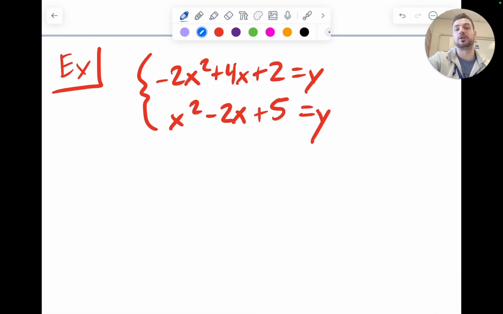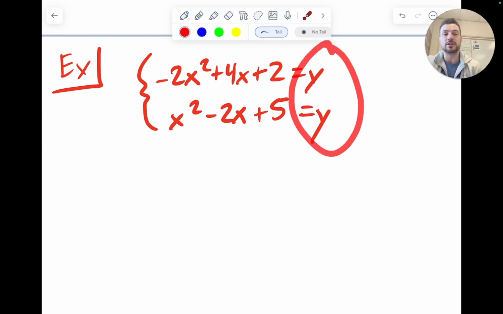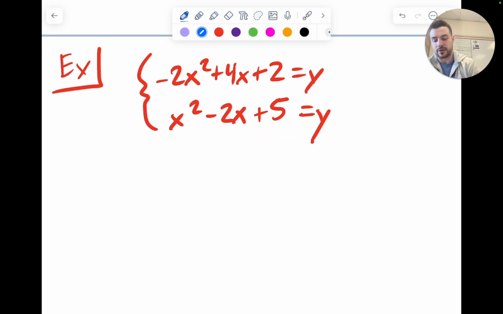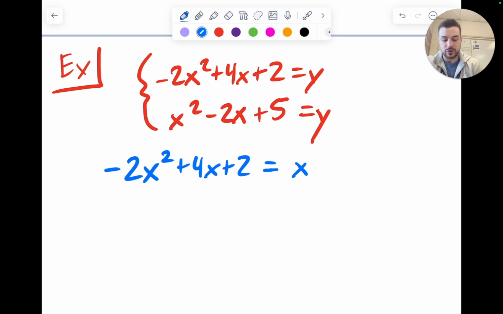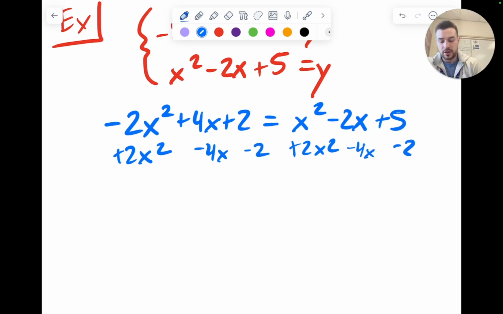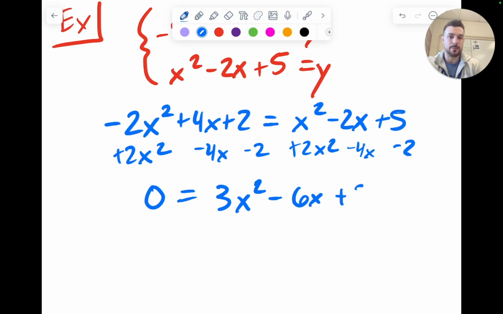And we have a quadratic-quadratic, so we have negative 2x squared plus 4x plus 2 is equal to y, x squared minus 2x plus 5 is equal to y. Since both of these are equal to y, one of the variables is already isolated, and I can substitute one equation into the other. So we have negative 2x squared plus 4x plus 2 is equal to x squared minus 2x plus 5. I'm going to move everything to one side. So I'll add 2x squared, subtract 4x, and then subtract 2. So I get 0 equals 3x squared minus 6x plus 3.